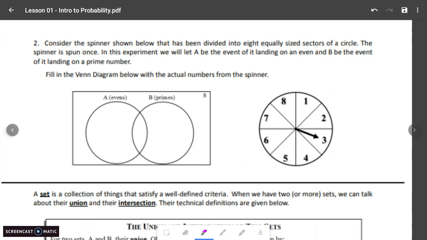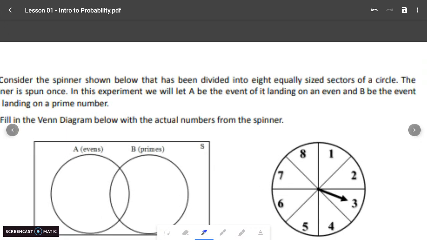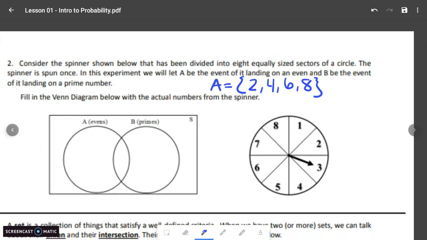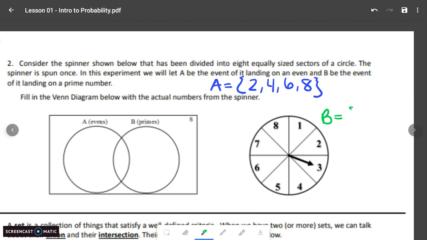But in question 2 here, consider the spinner shown below that has been divided into 8 equally sized sectors of the circle. In this experiment, we're going to let A be the event of being an even number. So for us, A in this case is going to be 2, 4, 6, or 8. And event B in this case will be a prime number. So our prime numbers here are 2, 5, 3, and 7. Remember, those are numbers whose only factors are itself and the number 1.